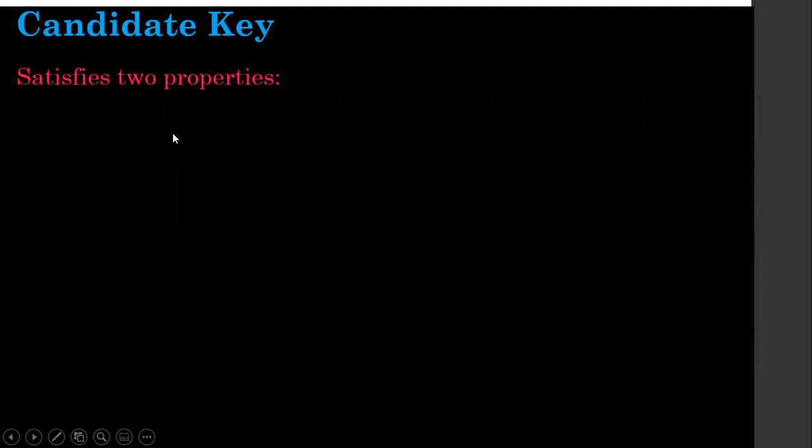So now the next term is candidate key. Then what do we mean by candidate key here? A candidate key is a minimal super key. A super key is said to be a candidate key if it is minimal. Then what do we mean by minimal? Minimal is not just in terms of the count, but it has a special meaning. So now, for example, here we have a set of super keys.